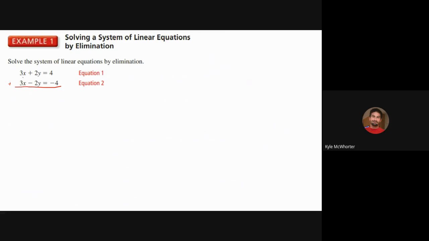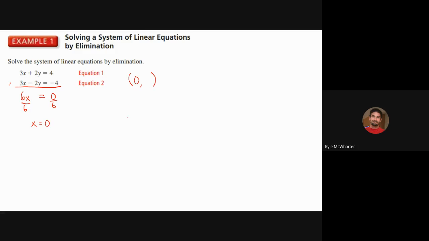So you just add the like terms. 3x plus 3x is 6x. 2y plus negative 2y is 0. So 6x plus 0 is just 6x. And then 4 and negative 4 is 0. Now I have an equation that just has x that I can solve. So I just divide both sides by 6. 0 divided by anything is 0. So I know my x value of my solution is 0.